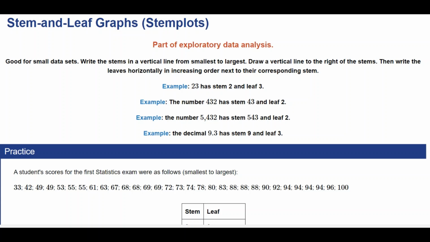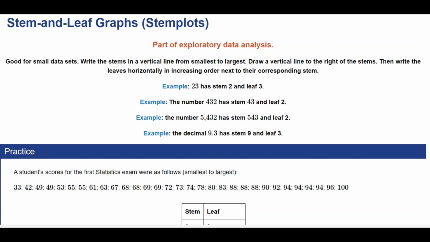A stem and leaf graph is just a simple graph which is part of the exploratory data analysis in statistics. It is good for small data sets because we write stems in a vertical line, starting from smallest to largest in increasing order, and then we draw a vertical line to the right of the stem, and then we write the leaves in front of each stem. There could be many leaves for one stem, and we write them horizontally.